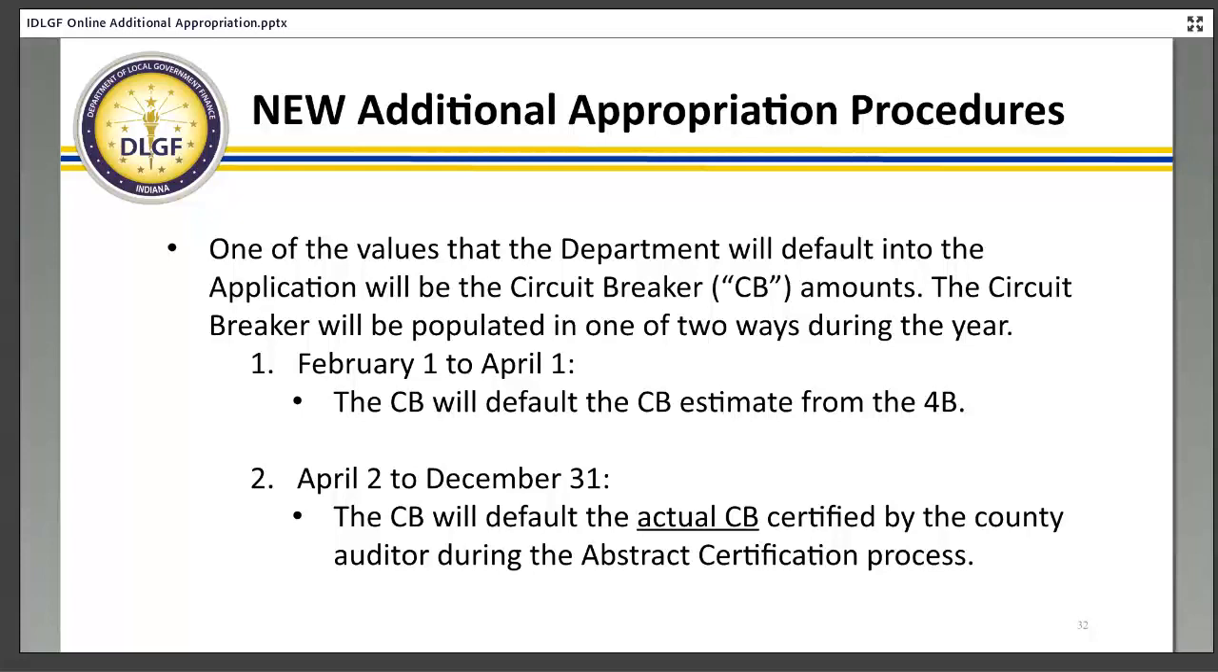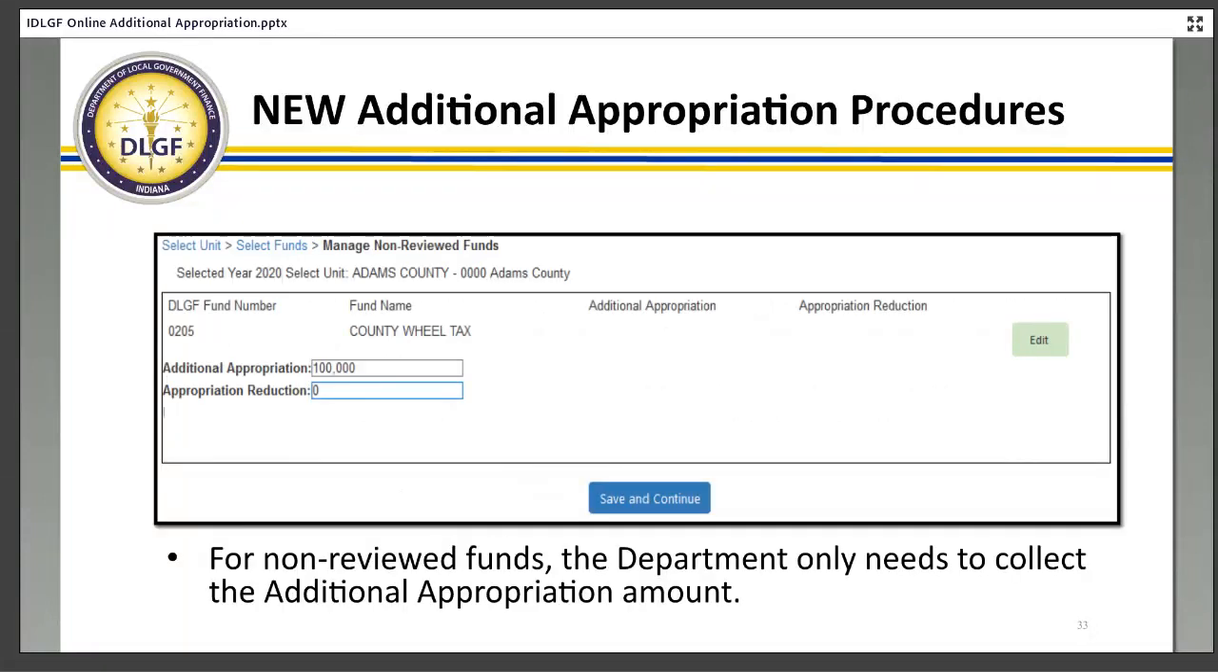This is a complicated topic. I just wanted to introduce it here. We'll make sure that we outline our expectations, or where you can find that information, when we release our formal user guide and manual for the additional appropriation application. Okay.